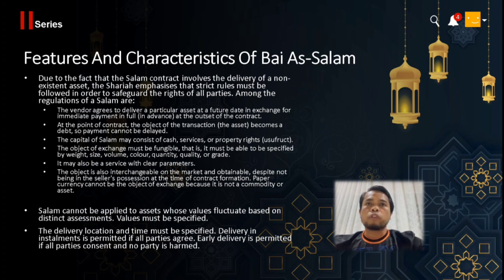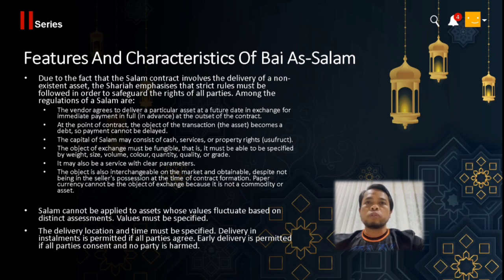At the point of contract, the object of the transaction, the asset, becomes a debt, so payment cannot be delayed. The capital of Salam may consist of cash, services, or property rights. The object of exchange must be fungible, that is, it must be able to be specified by weight, size, volume, color, quantity, quality, or grade. It may also be a service with clear parameters.